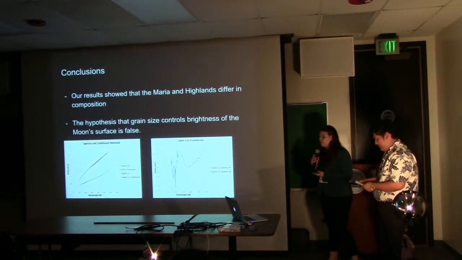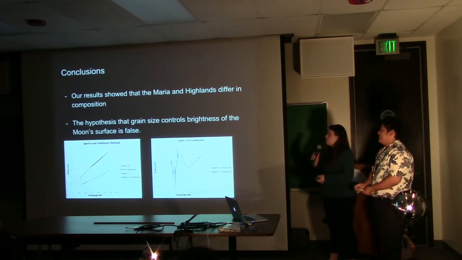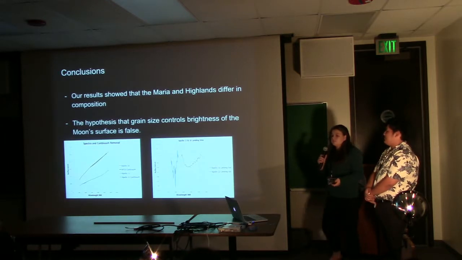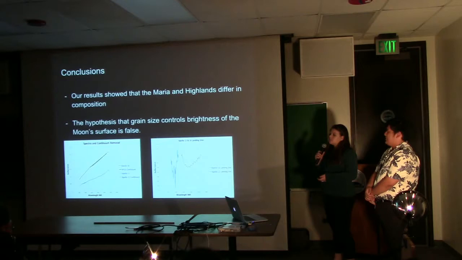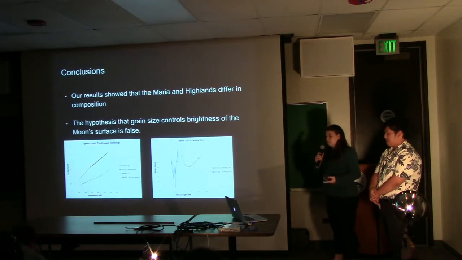So in conclusion, our results show that the mare and the highlands differ in composition. Thereby, the hypothesis that grain size controls brightness of the moon's surface is false. From these results, we can infer that the change in brightness of the moon's surface is due to internal processes rather than external processes.